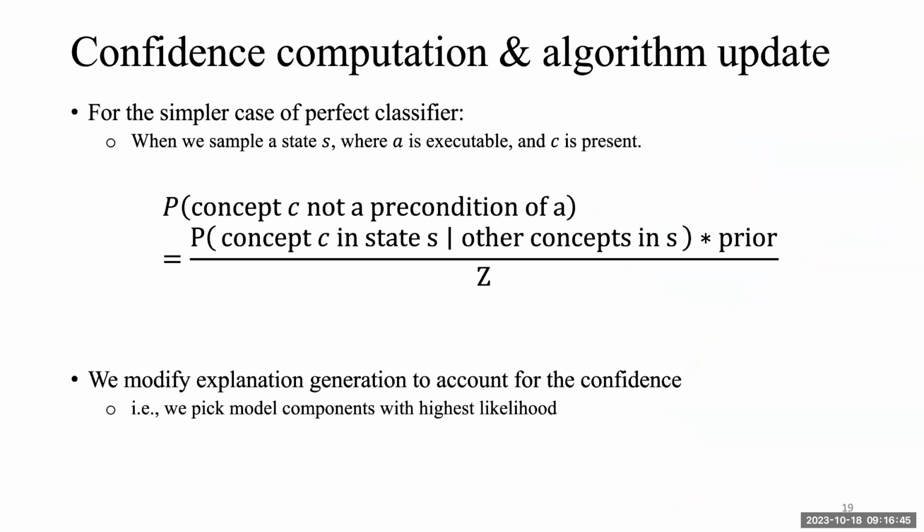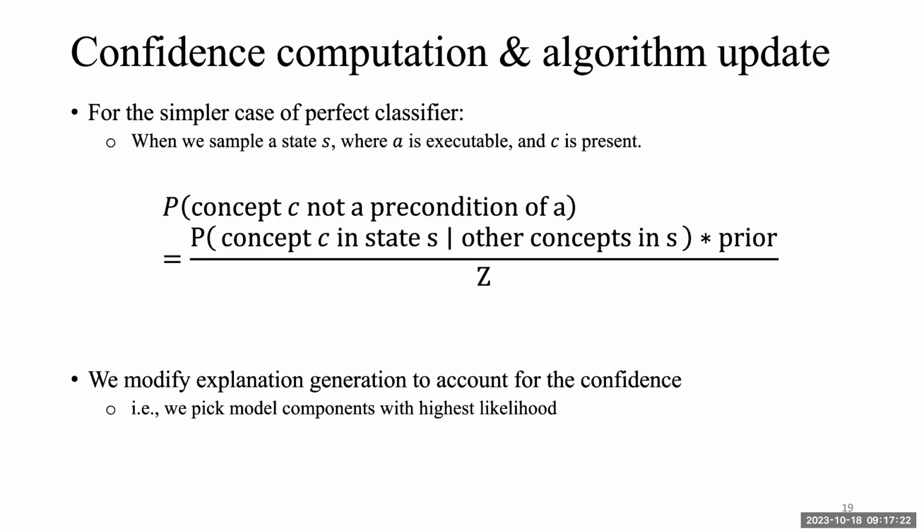Given that, we can compute confidence, and more detailed formulas are in the proposal. But here is a simpler case, when we assume that we have a perfect classifier. Now when we sample a state S, we find that A is executable and the concept C is present. What is the probability that it is actually a precondition of A? Instead, here I'm computing the probability that it is not a precondition of A, and that is directly proportional to the concept C being present in that state given the other concepts being in that state. So this is the correlation.